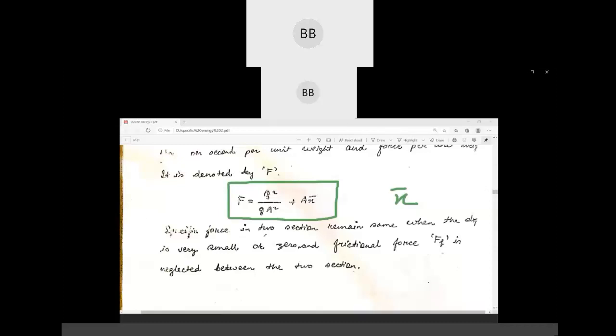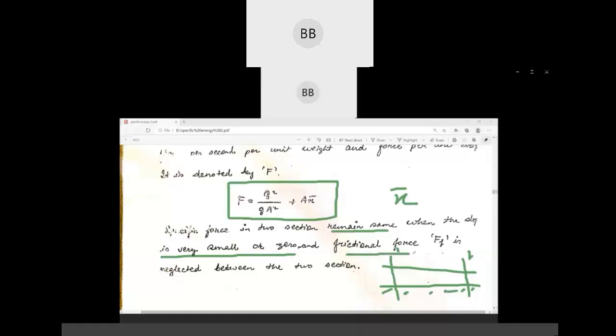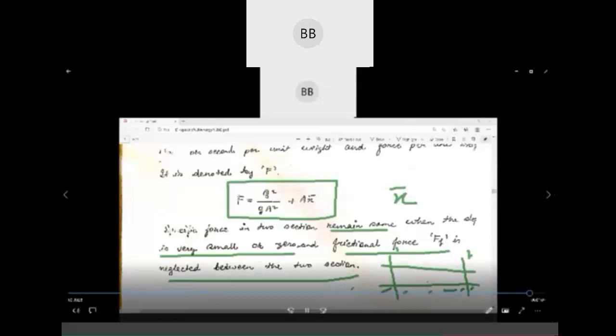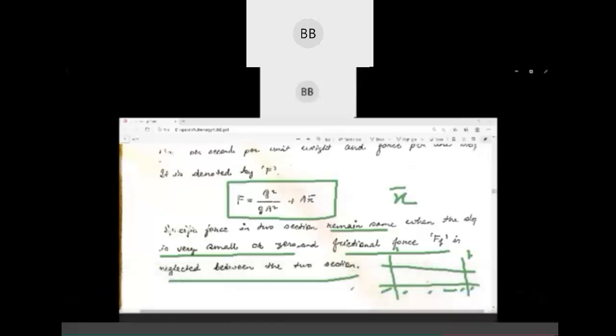So what it says is that specific force in two sections, suppose this is your river cross section and this is the bottom of the channel, if you consider two sections, one and two, specific force in both sections will remain the same when the slope of the channel is very small or zero. And also if the frictional force is neglected between the two sections. Definitely that friction force cannot be zero; whether you consider it or not depends on you. If you neglect that friction force, then we can say that specific force for both sections is the same.